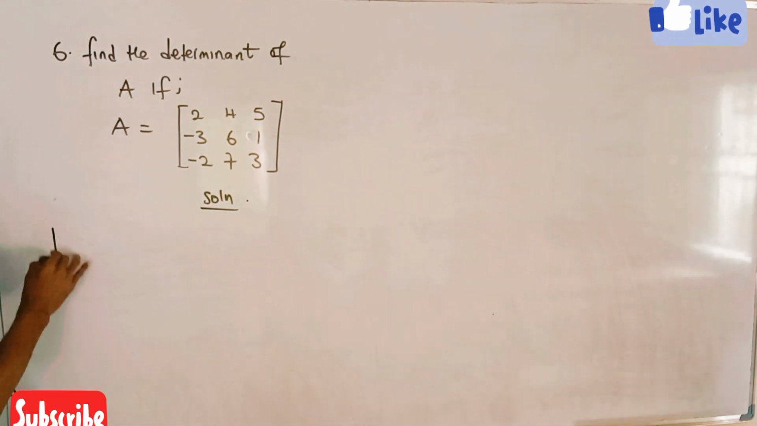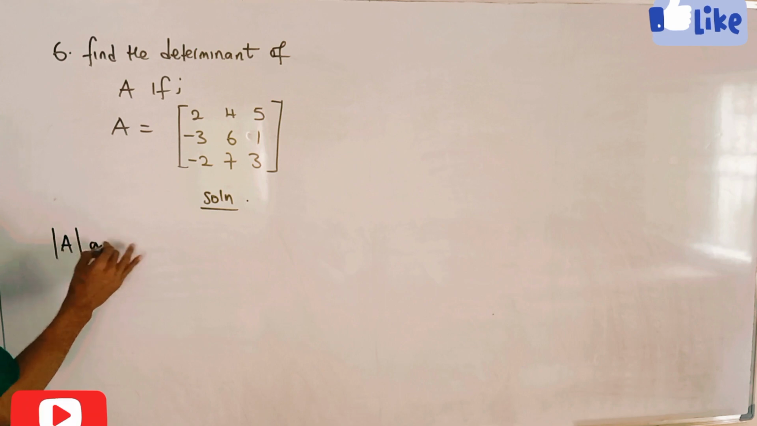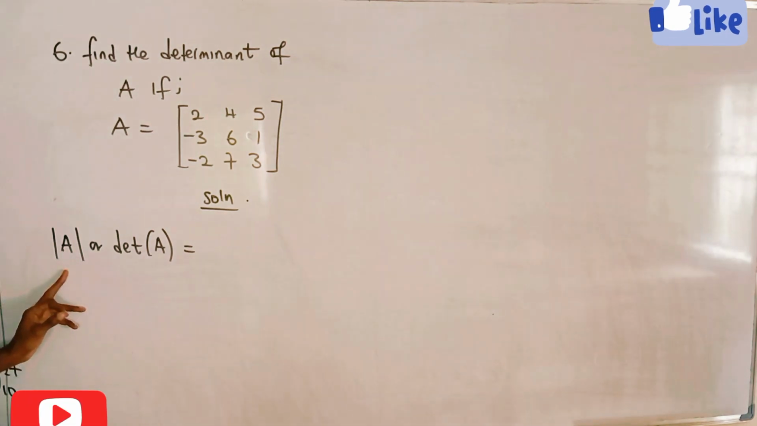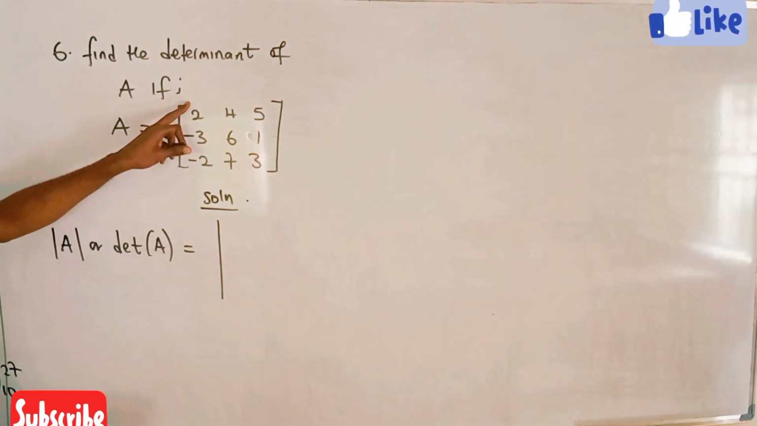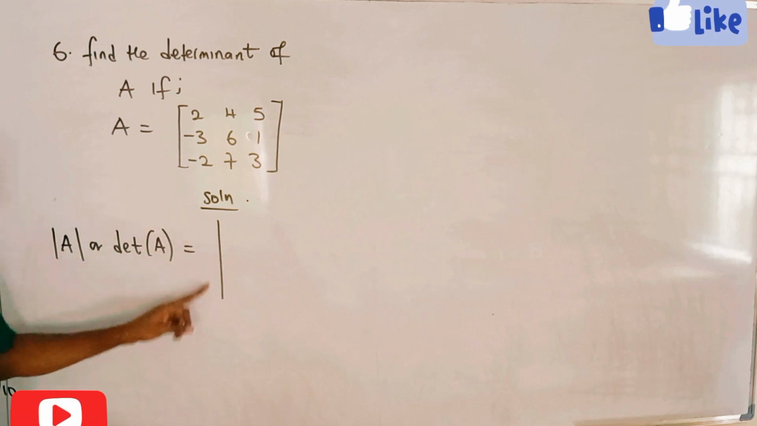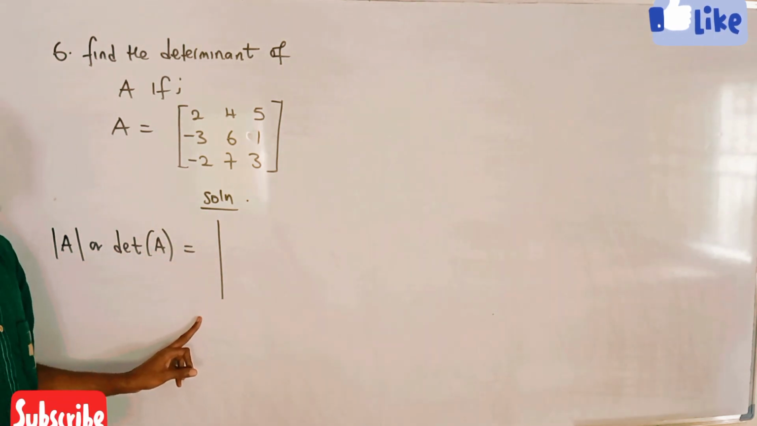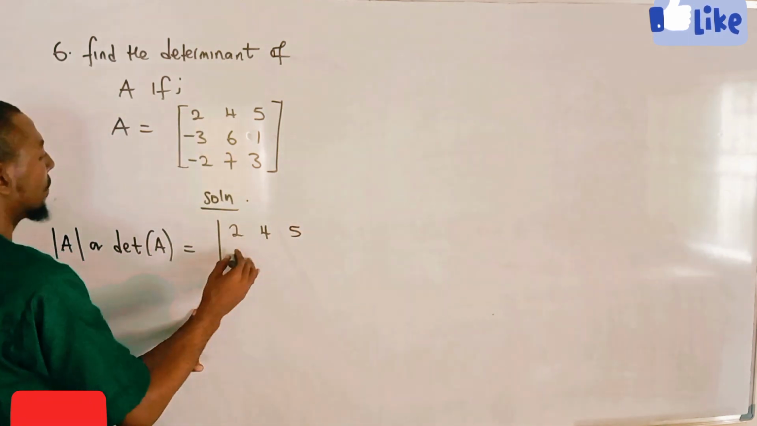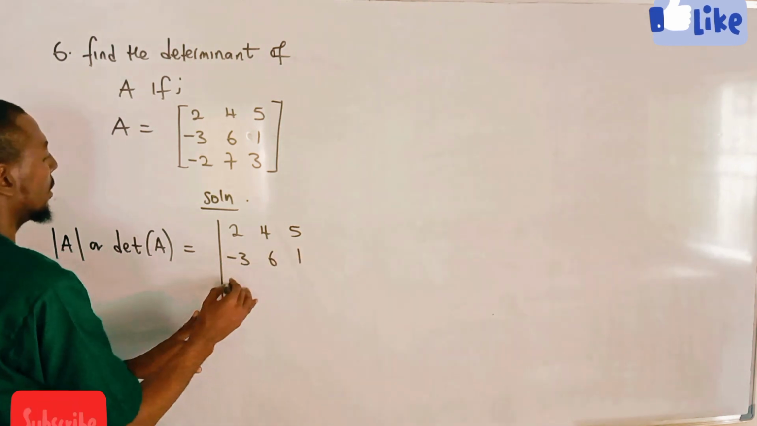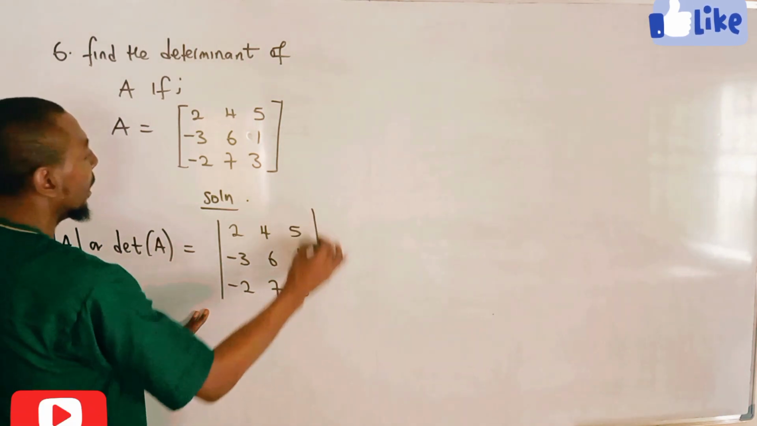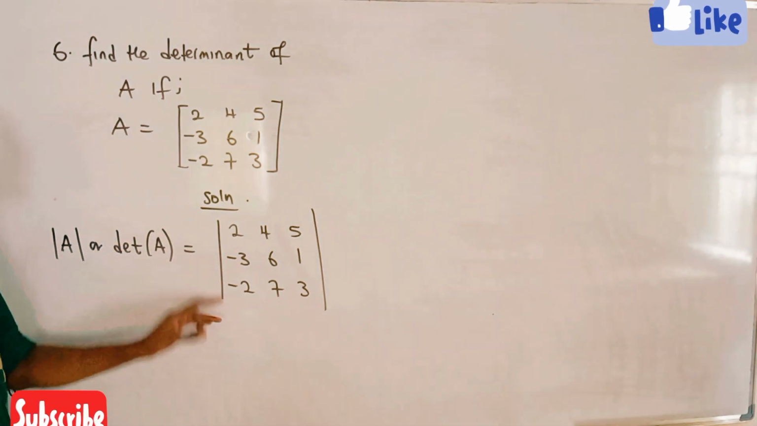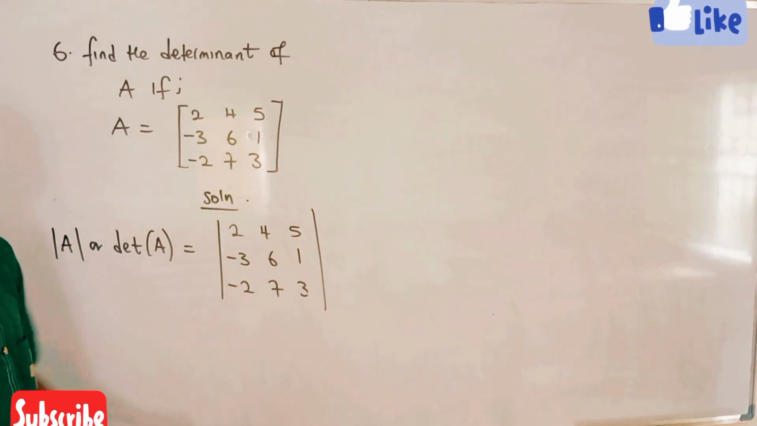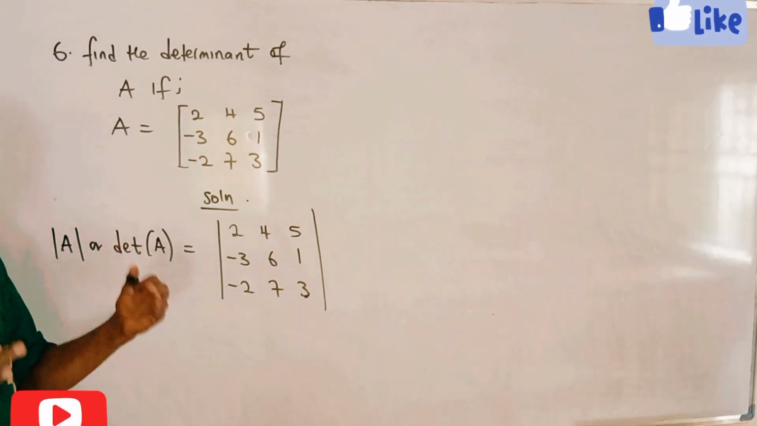Of course, this is the symbol for determinant, or that A. Whichever way, the determinant of A is equal to, we change this square bracket to a straight line bracket. This straight line means determinant. So we have the determinant of 2, 4, 5, minus 3, 6, 1, minus 2, 7, 3. If you observe very well, I changed the square bracket to a line. So this line simply means determinant.